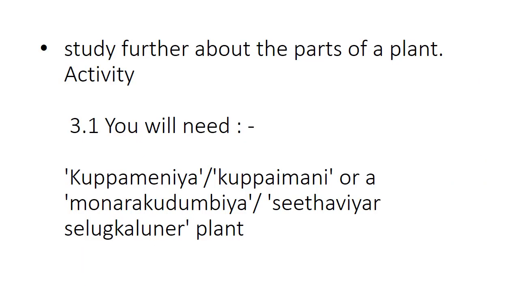In this lesson, as the first activity, you have to study further about the parts of plants. So you need Cupamania or Chondrocudumbia plants. Here, you have to uproot the plant from the soil without damaging the root system and wash the root properly. Observe the plant and identify its parts. Draw the diagram and name the parts.